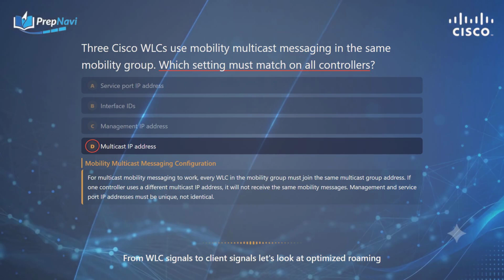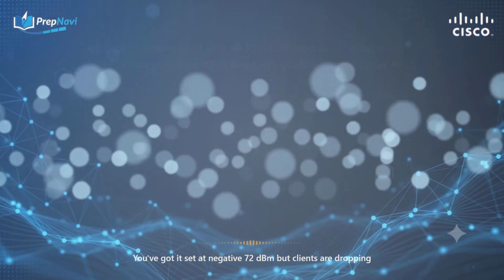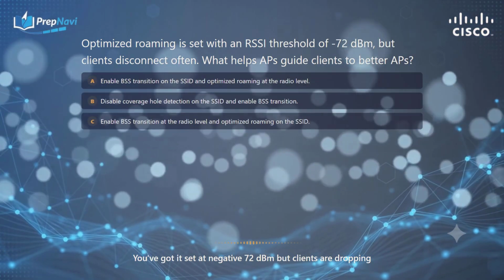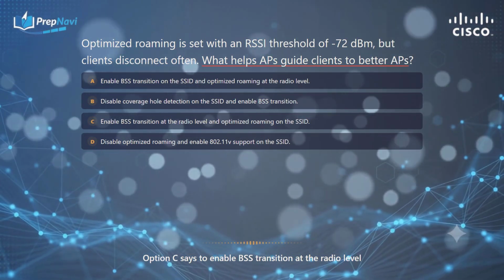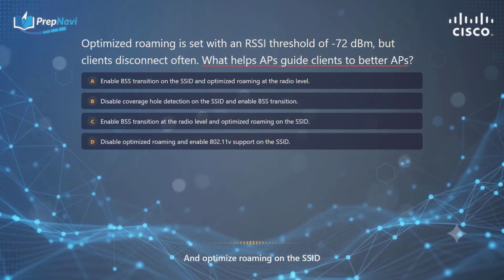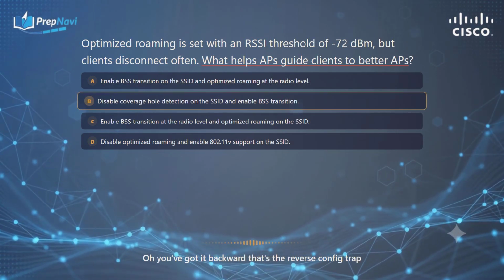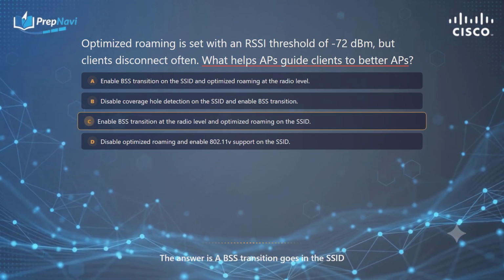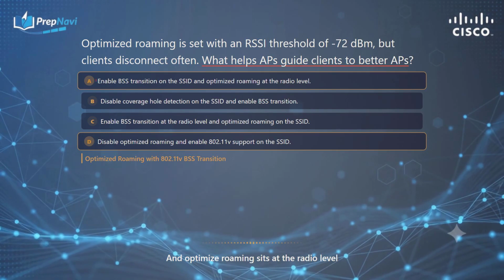From WLC signals to client signals, let's look at optimized roaming. You've got it set at -72 dBm, but clients are dropping constantly. Option C says to enable BSS transition at the radio level and optimize roaming on the SSID. Oh, you've got it backward. That's the reverse config trap. The answer is BSS transition goes in the SSID, and optimized roaming sits at the radio level.